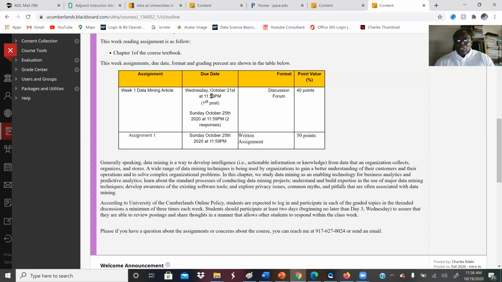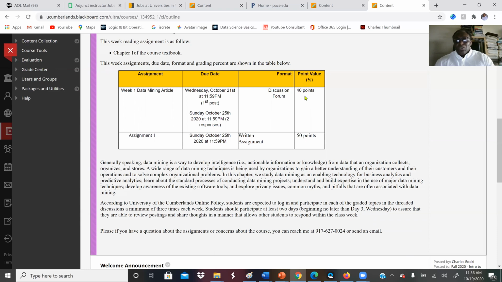Now, if you post your initial discussion before or on Wednesday, that's fine. You can post it on Monday, Tuesday, at least by Wednesday. If you post your initial discussion after Wednesday, you lose 2 points for each day. Here we have 40 points for the assignment. Some of the discussions will be 20 points, some will be 40 points.